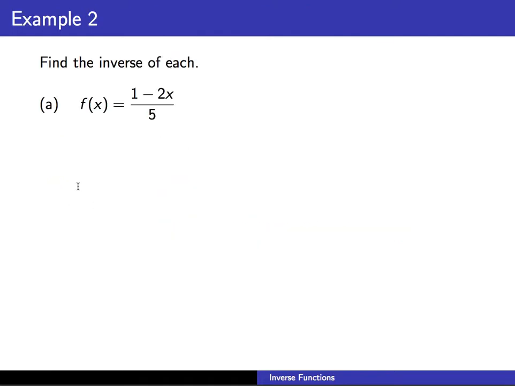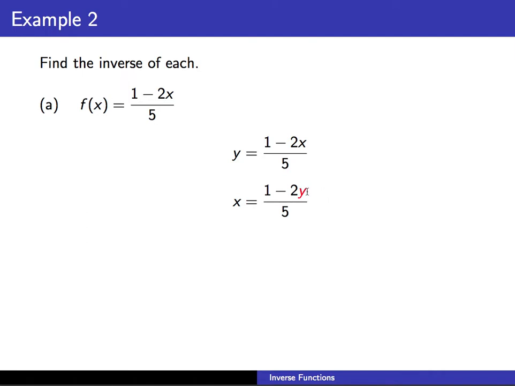So example 2, we're going to find the inverse of each. F of x equals 1 minus 2x over 5. So we saw in the last video that this does pass the horizontal line test. Now we're actually going to find what the inverse function actually is. So step one, we're going to write this as y equals instead of f of x equals. That's a pretty easy step. Step two, we're going to switch the x and y. So anywhere we see an x on the right-hand side, we're going to put a y there, and we're going to put an x over here on the left. So there's only one x term on the right side, so there's only one y term.